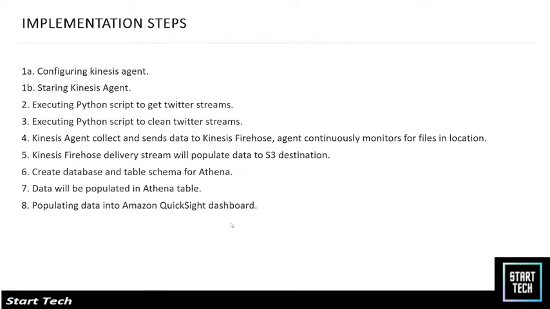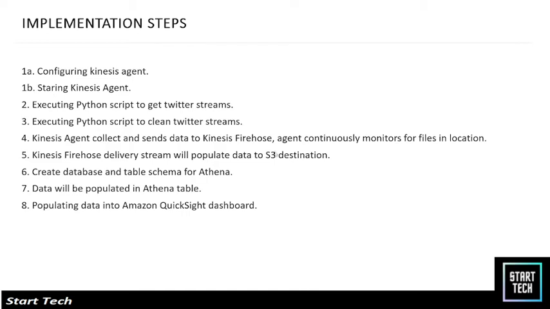So these are the implementation steps. First is configuring the Kinesis agent. Second is starting the Kinesis agent. Third is executing the scripts, generating data, then cleaning the Twitter data. Then collecting the agent data and sending it to Kinesis Firehose continuously, and sending it to the S3 destination.